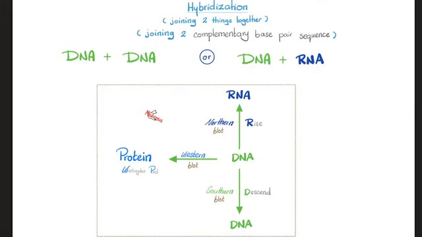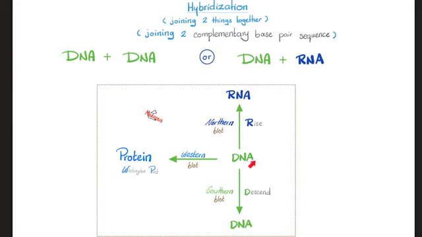Next, hybridization. To hybridize is to join two things together. Two or more, of course. What are we joining, please? Two complementary base pairing sequences. Could be between DNA and DNA. We call this the Southern blot. Or DNA and RNA. We call this the Northern blot.